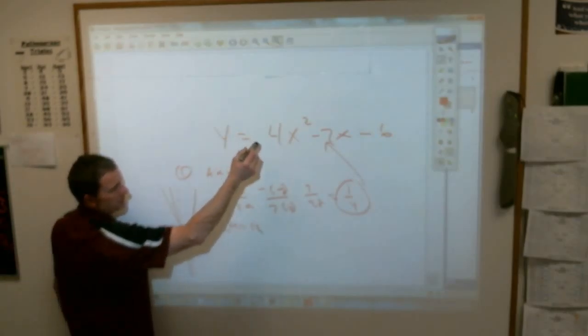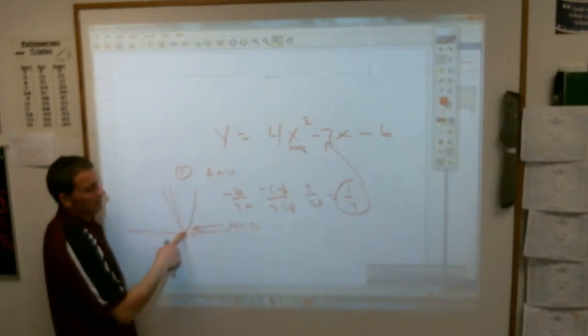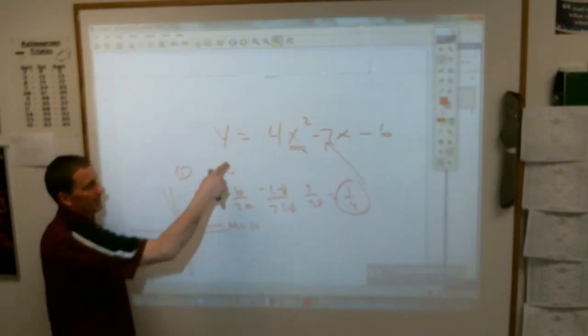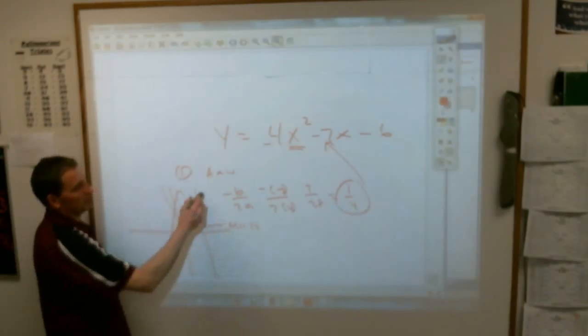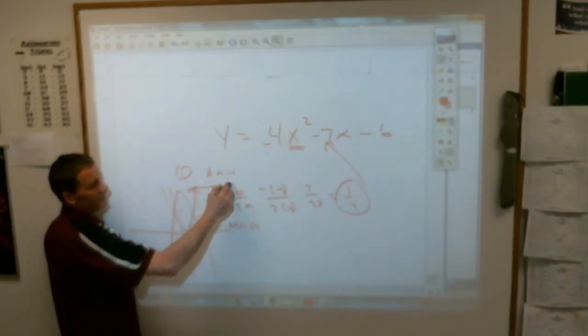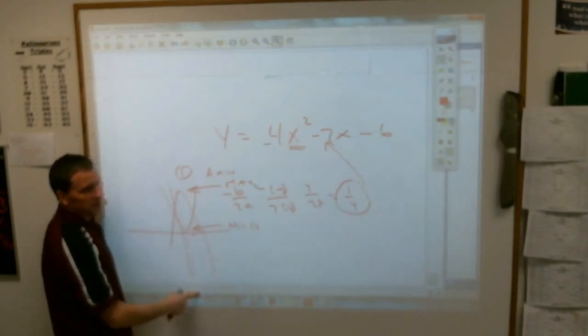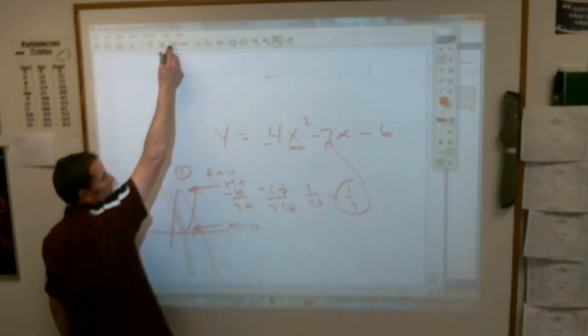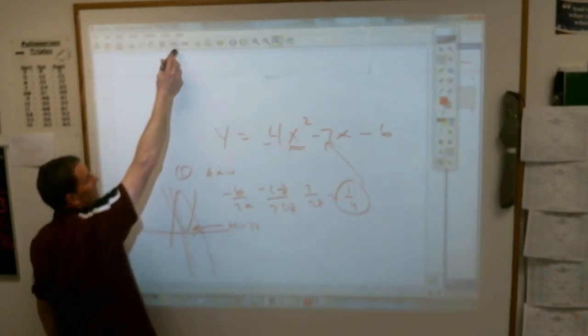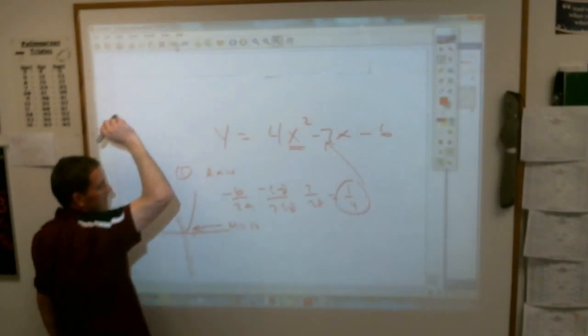If a is positive, it's going to have a minimum value. If a is negative, then the parabola opens down like this, and it's going to have a maximum value and no minimum because it goes on forever. Got that? Perfect. I know nobody understood that. Some of you did. For the half of a person out there that it made sense to, thank you.